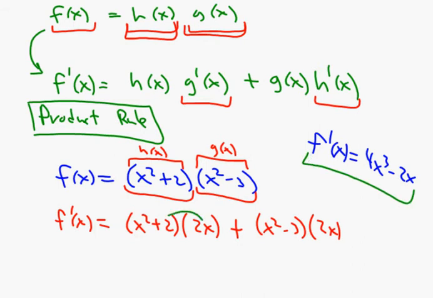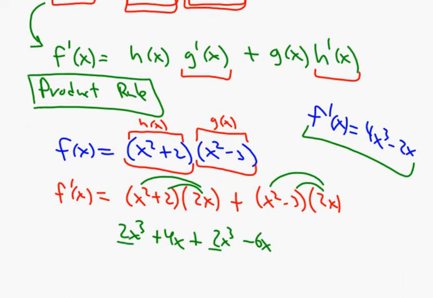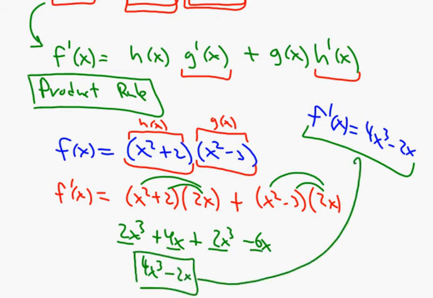So I can multiply this 2x by both terms, and if I do that, I'm going to get 2x cubed plus 4x. And then over here, I can multiply 2x by both terms, and if I do that, I get 2x cubed minus 6x. Oh, wow, look at that. 2x cubed plus 2x cubed is 4x cubed. And then 4x minus 6x is minus 2x. Wow, that worked out. It matched what I expected.